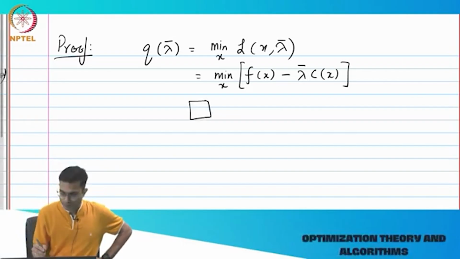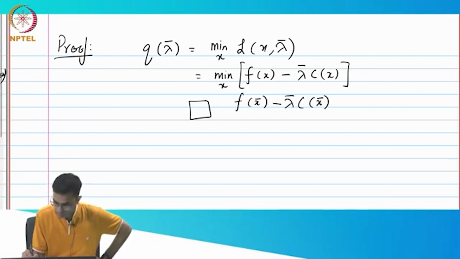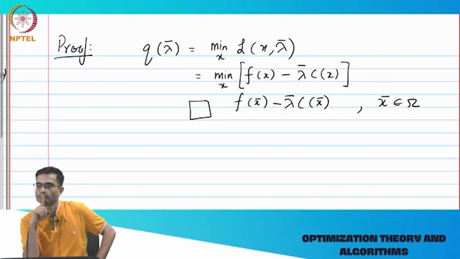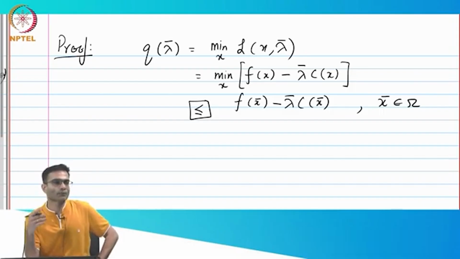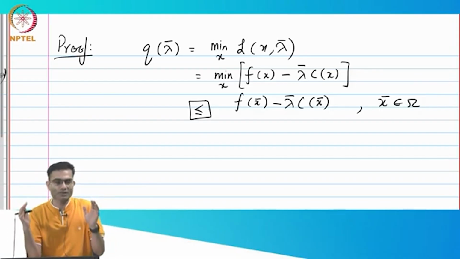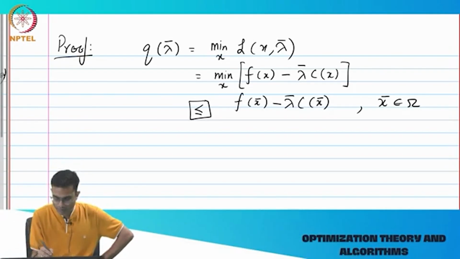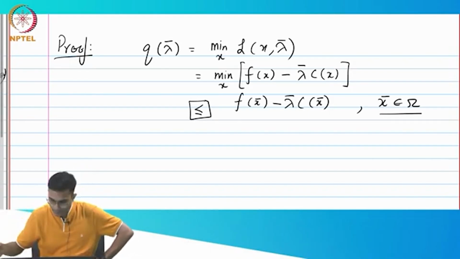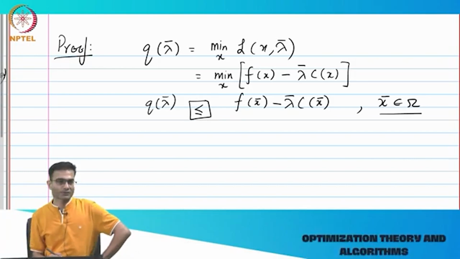Now I am going to put a box over here for you to fill in: equal to, less than, greater, whatever. Less than or equal to, right? Because the top thing is the minimum. If I am not at the minimum, the value is going to be less than or equal to f of this, because x bar is simply feasible. So this gave me q of lambda bar is less than or equal to this.